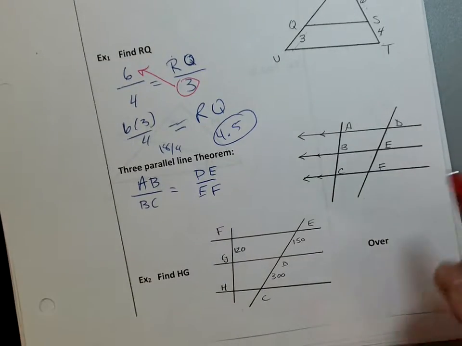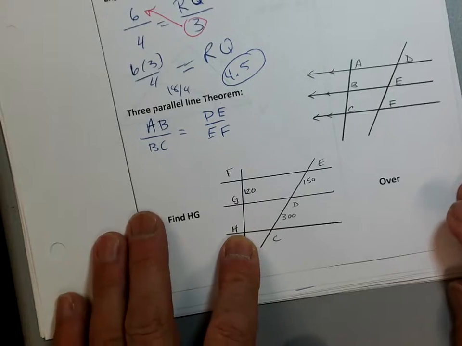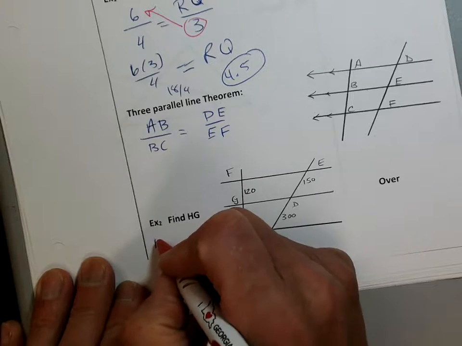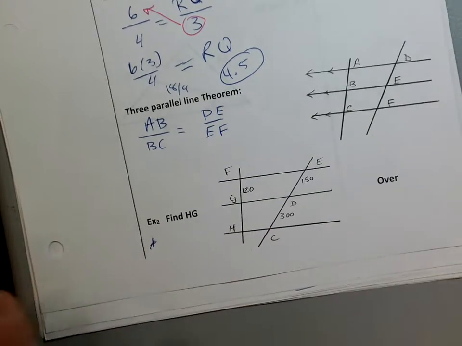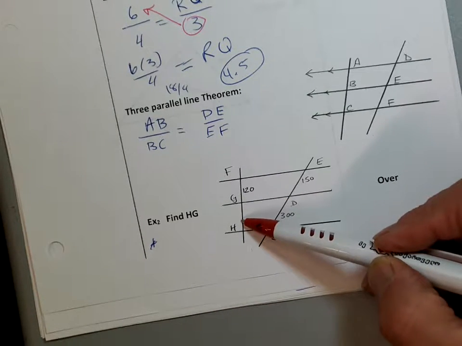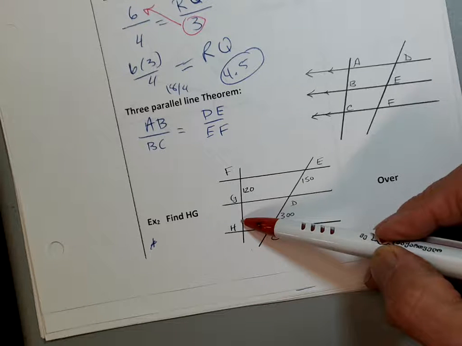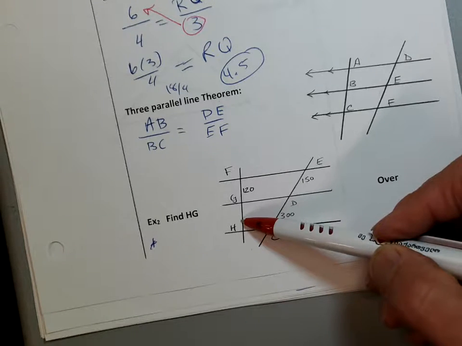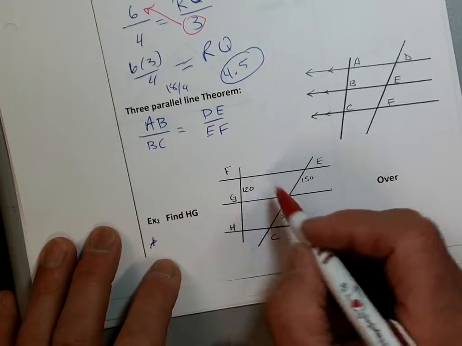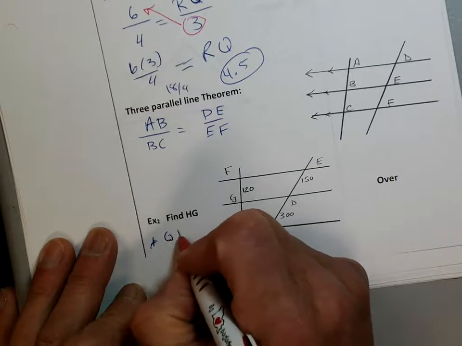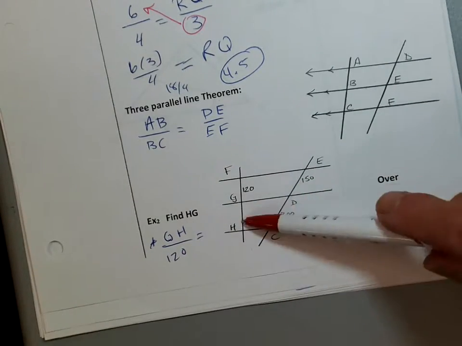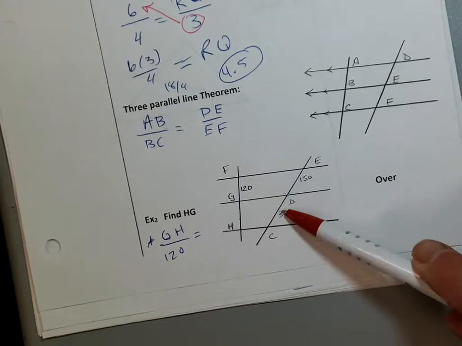So if we look at our example here, and I wanted to find HQ, I would say, all right, I'll go 120 over HQ. You know what's easier? Put the unknown on top. It really is so much easier if you put the unknown on top. Think about fractions. So I'm going to go GH over 120 equals, but I've got to be consistent. I went this one over this one, so then I'd have to go the 300 over the 150, agree?